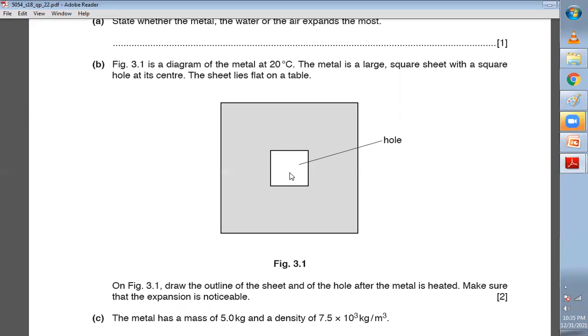Many students get confused. They will easily guess that the outer sides will increase, but about this hole, they think that it will shrink. It will not happen. It will not come close. The hole will not shrink. It will become larger because its dimensions will also increase. Its length will become larger, its width will also become larger. So this hole will become larger. Let me show you. It's a 2-mark question.